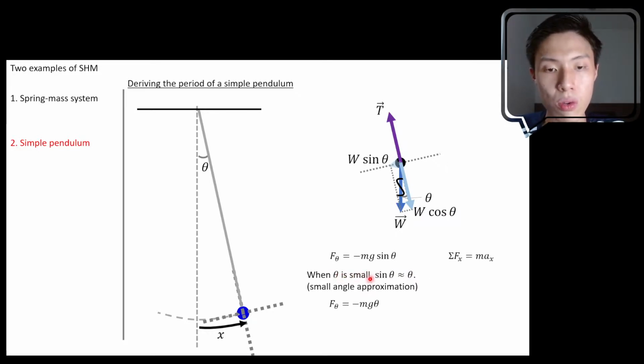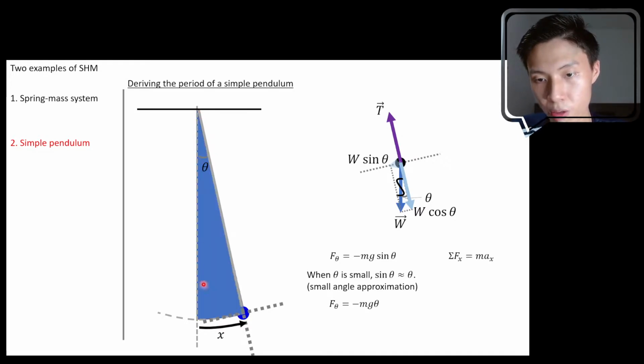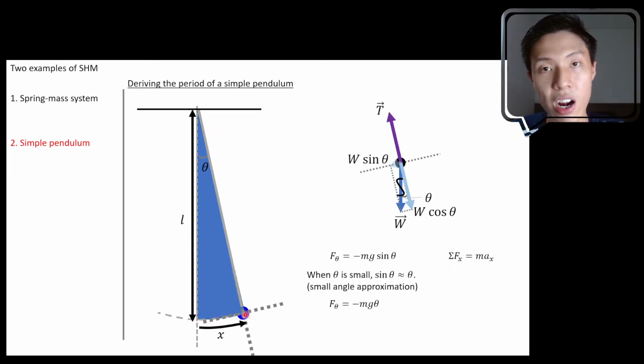Now we will change this equation to F subscript theta equals negative mg theta. Again, this is still not x. We want to relate it to x, so we need to relate theta and x. I hope you are able to see what's happening here. You can think of this blue part as a section of a circle, and you have your theta, the length of the pendulum string, and x, which is the distance covered by this arc.